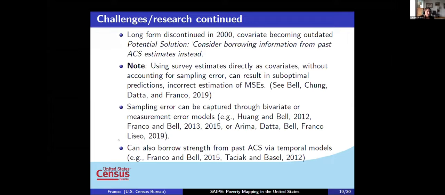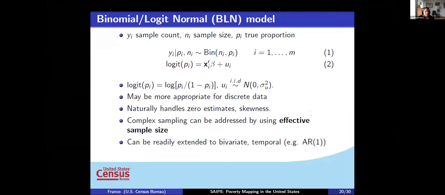And in our case, because we have a yearly survey, we can also look at temporal models, and there are some references here. And so here is the binomial logit normal model that we are looking at as a potential alternative to the current production model.